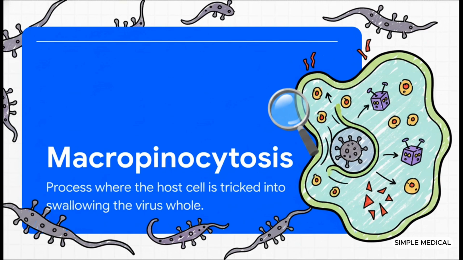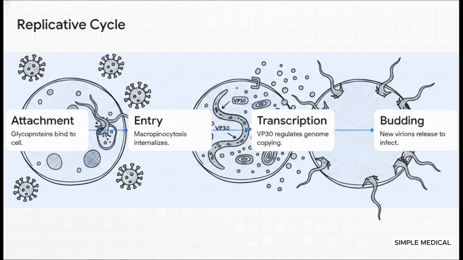And once that payload is released, a devastatingly efficient replicative cycle kicks off. A protein called VP30 regulates the transcription of the viral genome. It completely hijacks the cell, forcing it to stop its normal jobs and start acting as a factory to assemble new viral particles. Finally, these new virions gather at the membrane and push their way out in a process called budding, which destroys the host cell as they rush off to infect millions more.